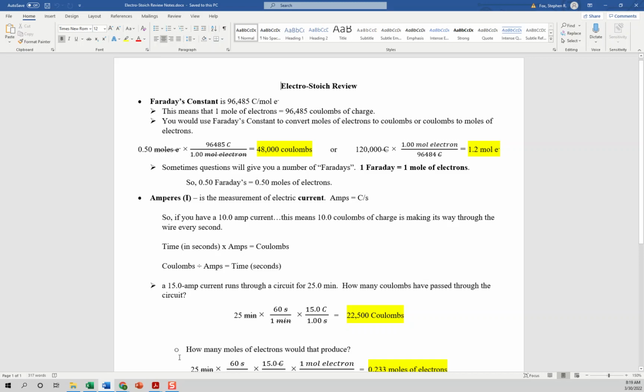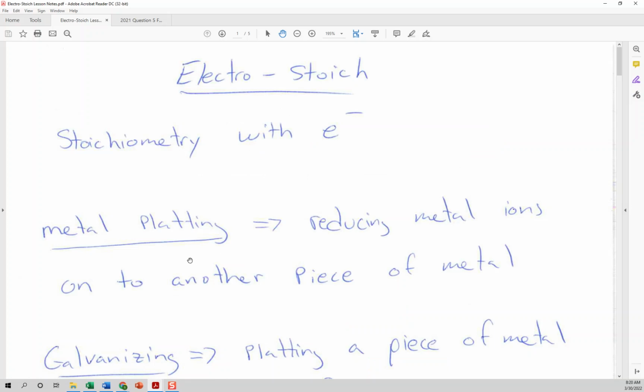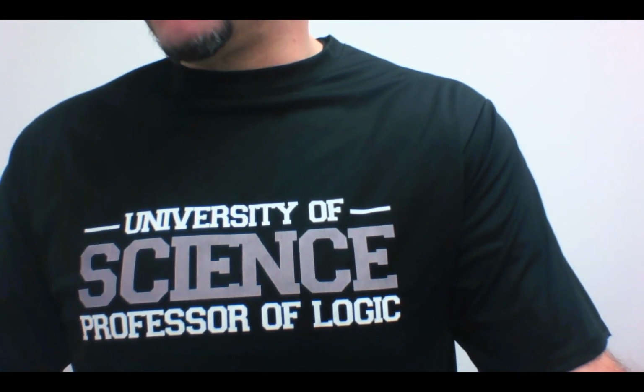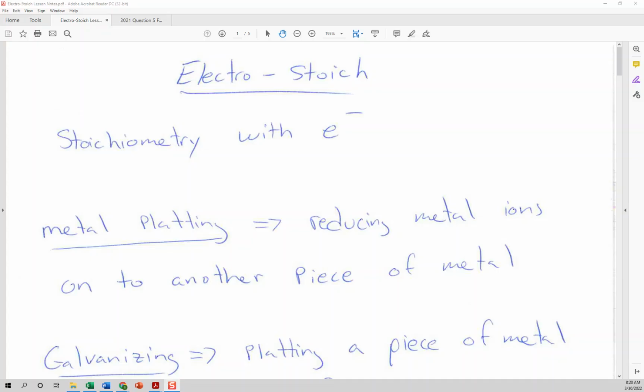So let's go to the lesson notes, and let's pause for a second to make fun of the chemistry teacher who can't spell. I understand that. Plating is with one T, so this should be metal plating with one T. It was early when I wrote the notes, so you can make fun of the chemistry teacher, but just remember I'm also a professor of logic at the University of Science, so don't mess with me. All right, so let's get back to it.